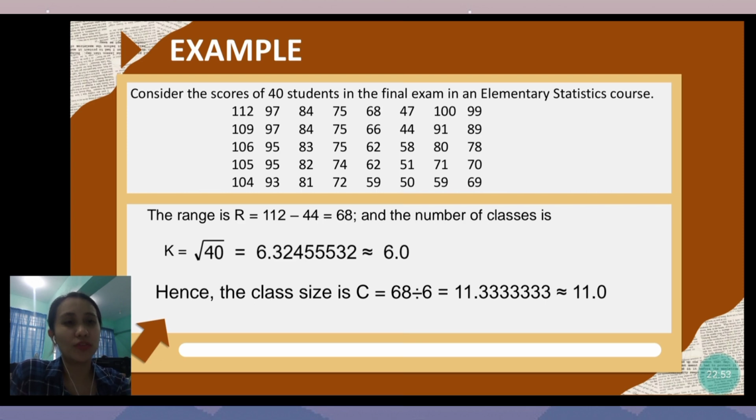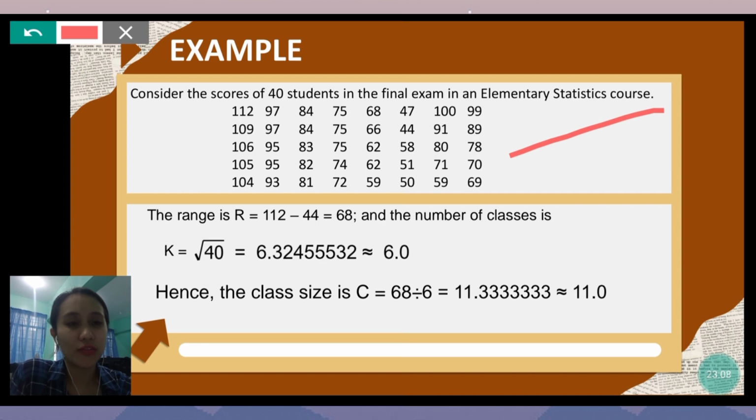Consider the scores of 40 students in the final exam in an elementary statistics course. Take note, there are 40 students, and these are the scores that they obtained in their final exam. The very first step is to determine the range. Again, how do we get the range? Simply subtract the lowest value from the highest value. The highest value or score is 112.